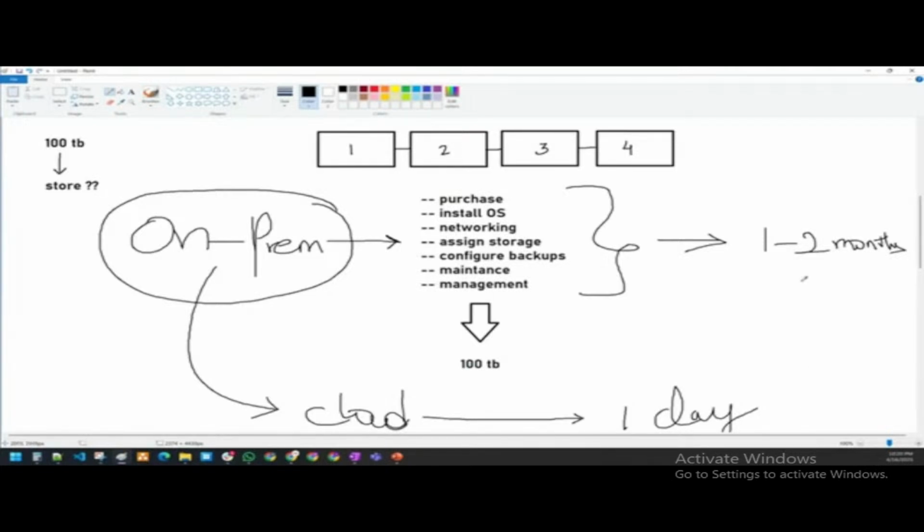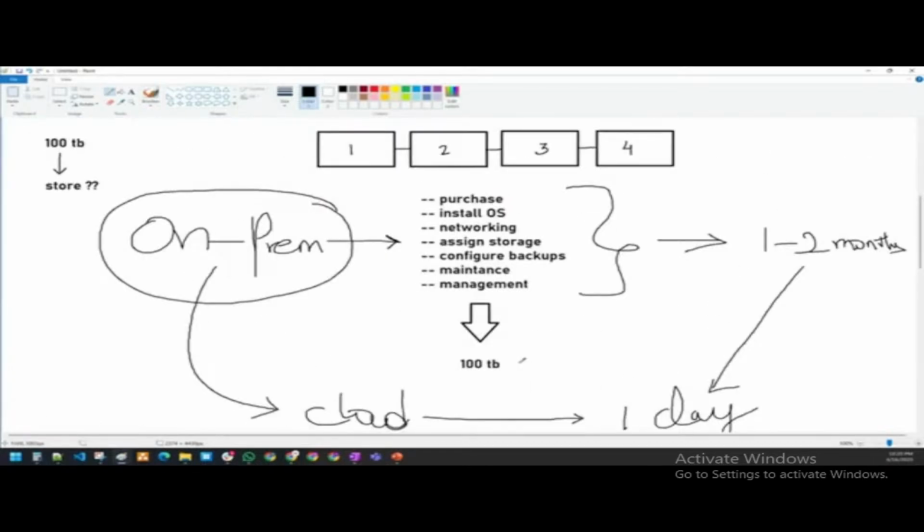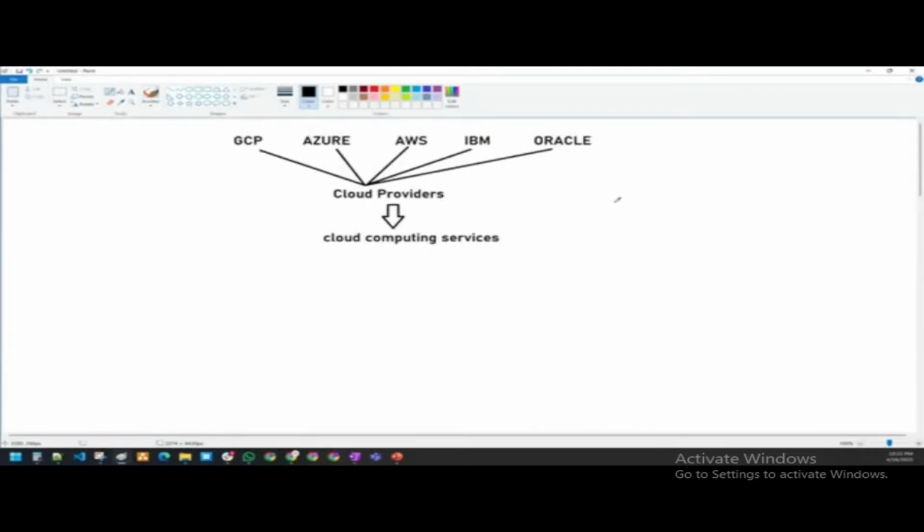So now tell me the difference you see here, guys. This is the reason every company nowadays is moving towards a cloud platform. Such cloud platforms are GCP, Azure, AWS, IBM, and Oracle, and these are the cloud providers. As we just saw, if I wanted to store some 100 terabytes of data, I need to find a service. That service I am calling a cloud computing service, offered by the cloud providers.